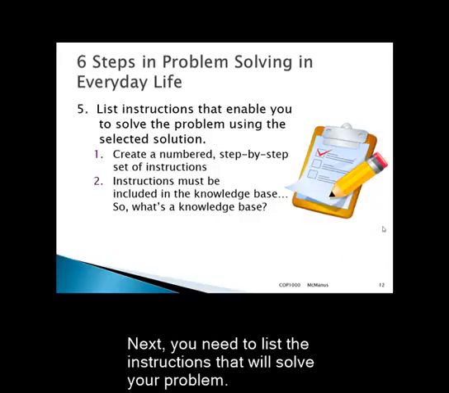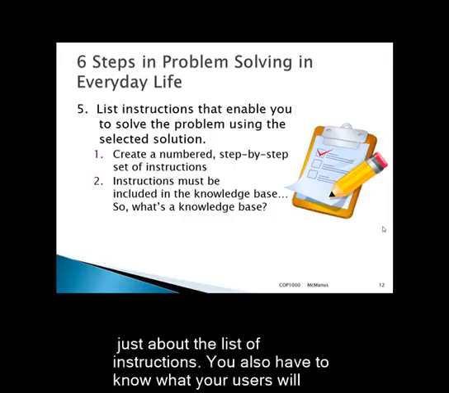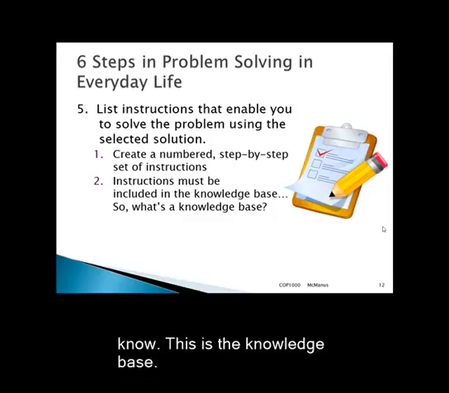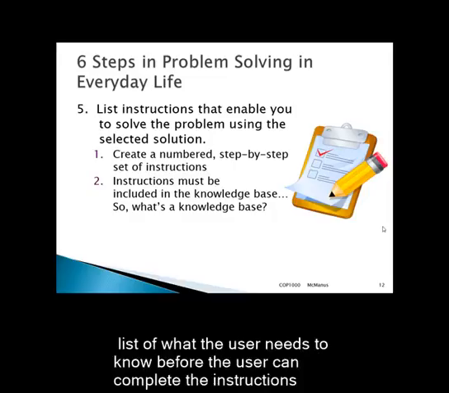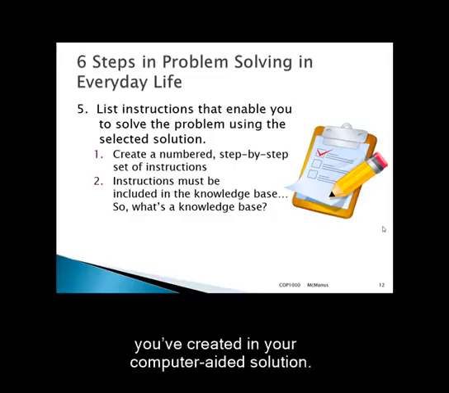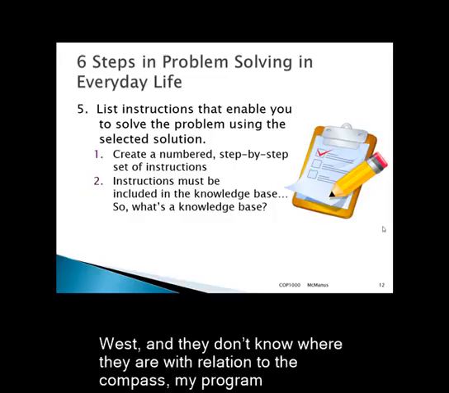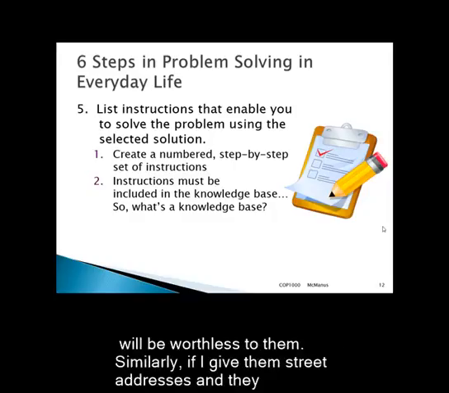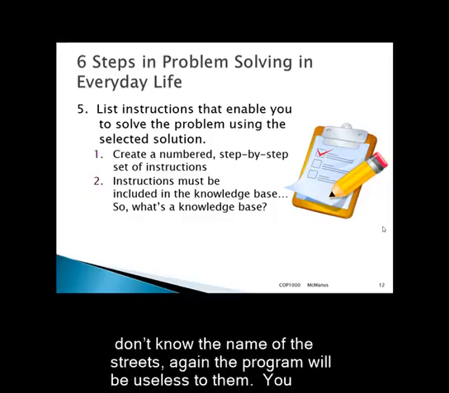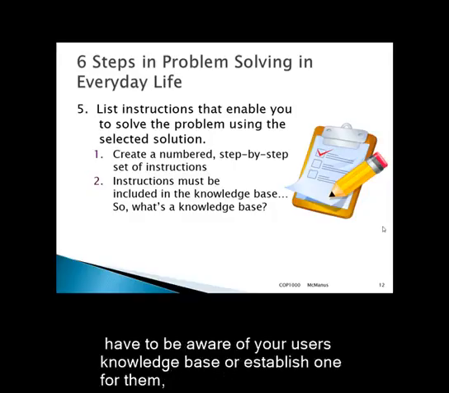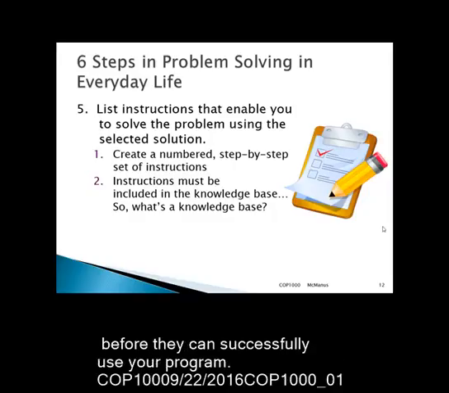Step number 5, list instructions that enable you to solve the problem using the selected solution. Once you've chosen one of the solutions, you can start to do what we call step-by-step instructions. To do this solution, these are the instructions that I need to do. First, second, third, fourth, next, until you solve the problem. So create numbered step-by-step instructions, and then those instructions must be included in the knowledge base.